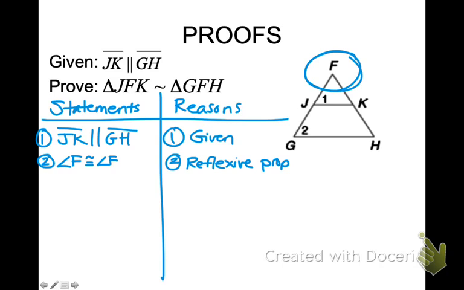So if these are your parallel lines right here and right here, and this is a transversal, what's true about angle 1 and angle 2? Why? What type of angle are they? Nope. They are corresponding. Okay. So my line 3 reason is going to say if parallel, then corresponding angles congruent.